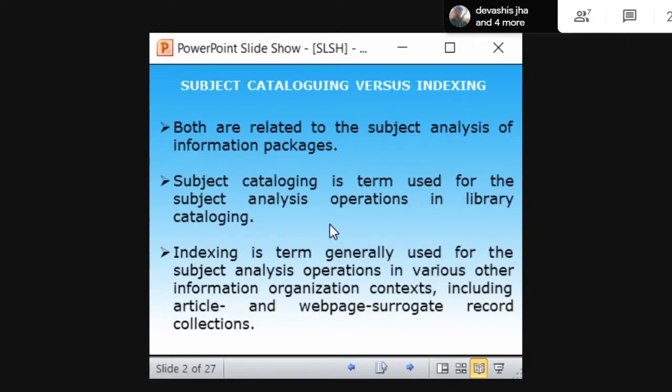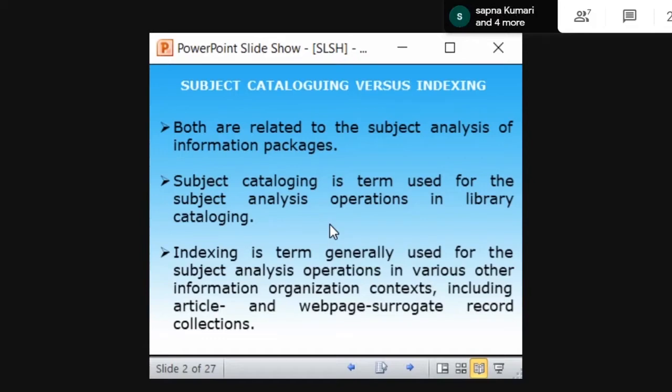In case of indexing, what you do, you read the content of the document and you pick out keywords, right? That is indexing. You pick out keywords which represent the thought content of the document. So those keywords or descriptors or whatever, they are called an index. Similarly, subject cataloging, why do we catalog? Because we think that this book or this resource might fall in this particular subject. So subject cataloging is a term used for subject analysis operation in library cataloging.